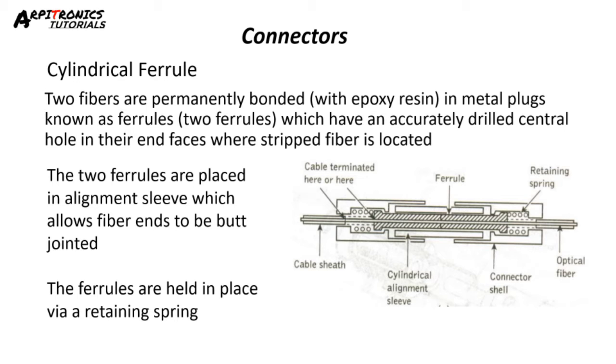Now connectors. There are two types of connector. The first one is known as the cylindrical ferrule. Two fibers are permanently bonded with epoxy resin in metal plugs known as ferrules. The two ferrules have an accurately drilled central hole in their end faces where the stripped fiber is located. The two ferrules are placed in an alignment sleeve which allows the fiber ends to butt join. The ferrules are held in place via a retaining spring. Here this is the cylindrical ferrule, this is the retaining spring, then the cylindrical sleeve arrangement is here, this is the connector shell, and this is the optical fiber.